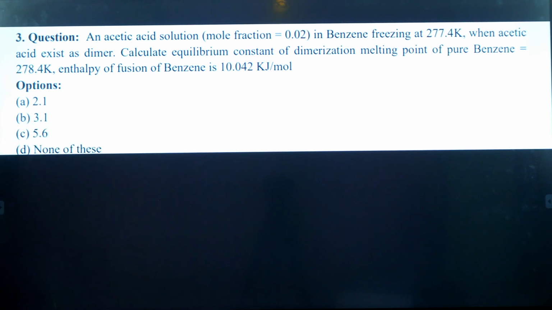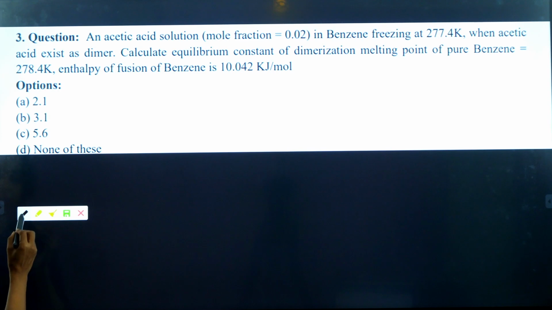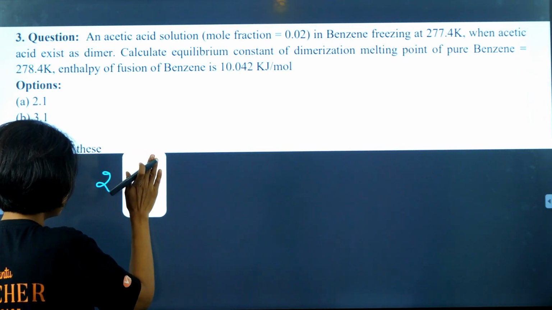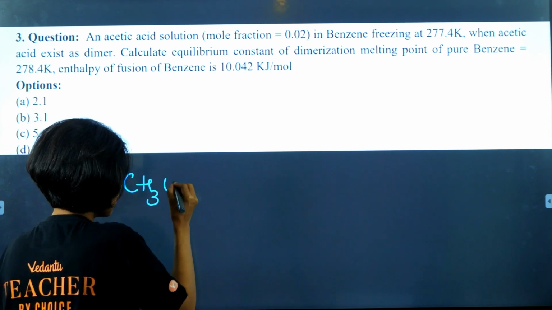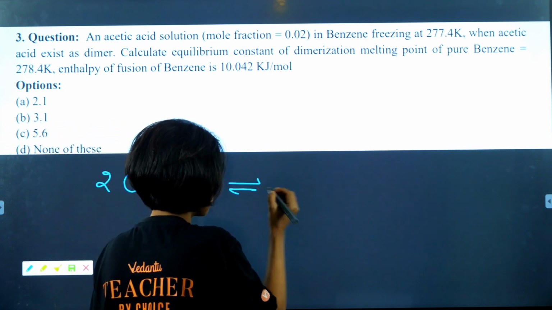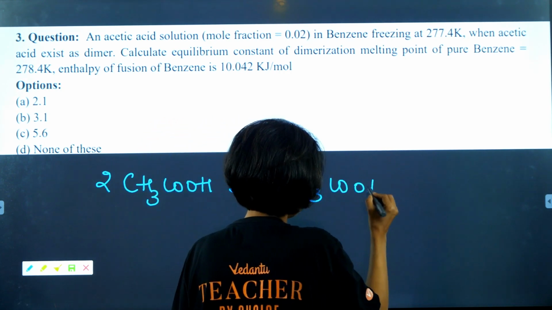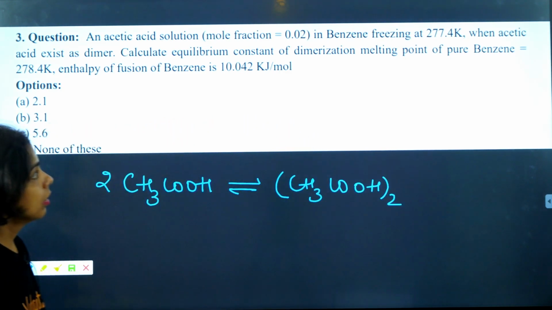So what we have to calculate? We are supposed to calculate the equilibrium constant, right guys? So first let me write the expression for the equilibrium constant. I have acetic acid, which is dimerizing. Two molecules of acetic acid in benzene dimerize because of intermolecular hydrogen bonding, (CH3COOH) whole twice. Okay.